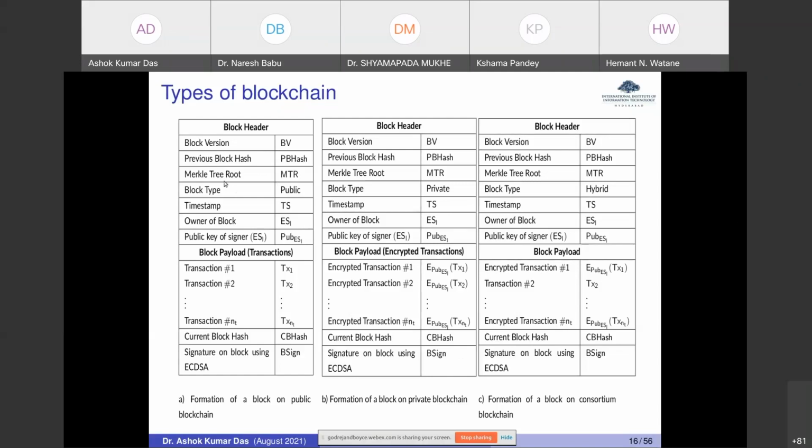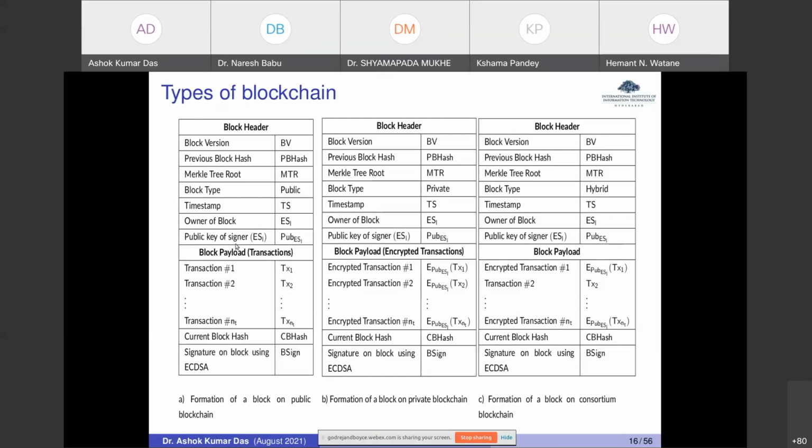Merkle tree is a special kind of complete binary tree where the root contains the hash value of all the transactions. Then the block type can be defined as public, private, or hybrid. Then timestamp, it will give the time when that block was created by the block owner. Then the owner of the block, some identity of the block owner will be there.